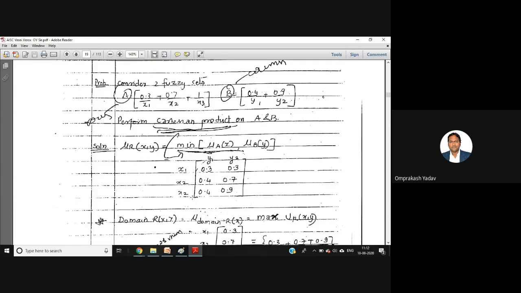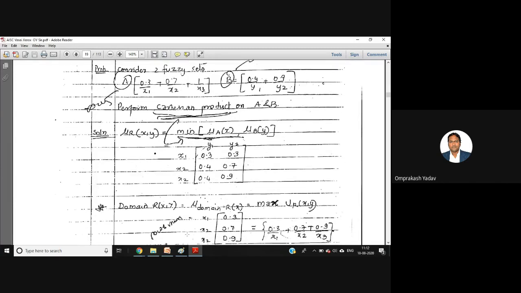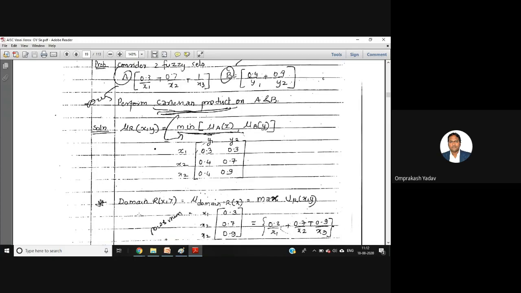Then I told you to determine the domain. For determining the domain, it's written like domain R of x, y. For determining the domain, we just see row wise which is the max value. So we will always first write the row wise elements, for example x1, x2, x3, right? And then in this particular row, which is the max value, it's 0.3 only. I've written over there 0.3. Then in the second row, which is the max value, it's 0.7, so 0.7. In the third row, which is the max value, 0.9, so 0.9.